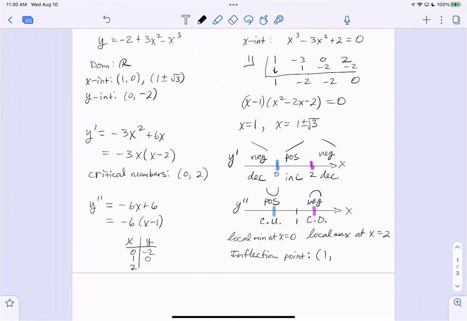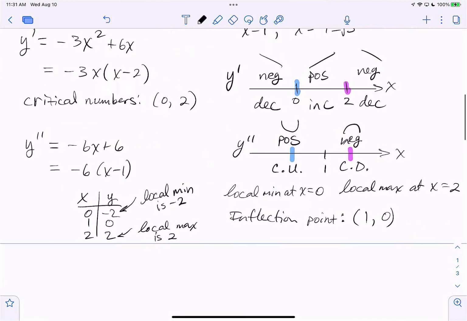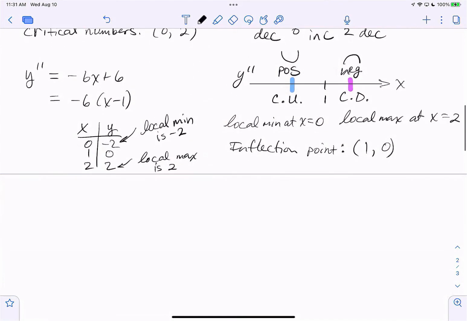And then, if my math is correct, putting 2 in place of x for the function is going to give me a value of 2. Therefore, I can say that the inflection point is at 1, 0. I can also say here that the local minimum is -2, and the local maximum is 2. We're going to draw a graph, but first I'm going to summarize everything that we've just found.